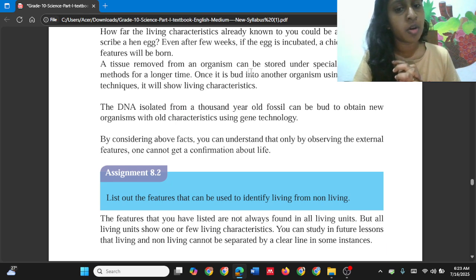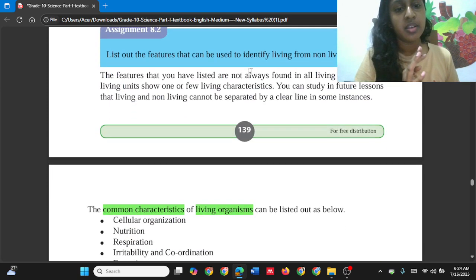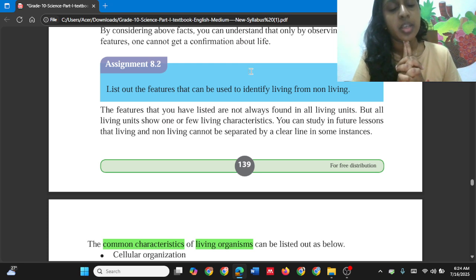By considering the above facts, you can understand that only by observing the external features, one cannot get confirmation about life. So we have to go down to internal features. That's why we came across this. List out the features that can be used to identify living from non-living. The features that you have listed are not always found in all living units. But all living units show one or a few living characteristics.